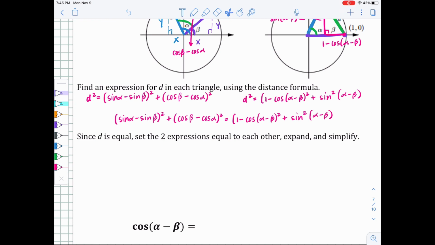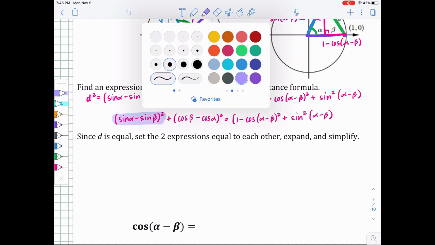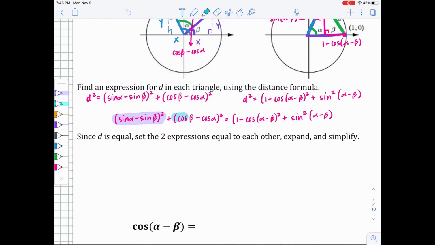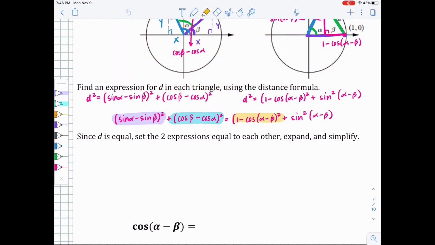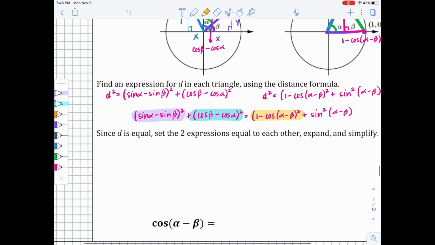So now what we're going to do is take some time to expand out this relationship that we've created. I'm going to take what I have highlighted in purple and we're going to FOIL that. We're also going to FOIL the blue highlighted section. And then lastly, we're going to FOIL the yellow highlighted section and create an identity that is completely expanded out.